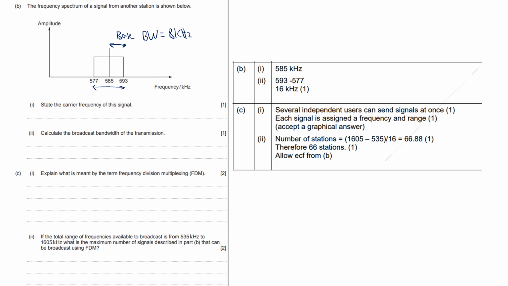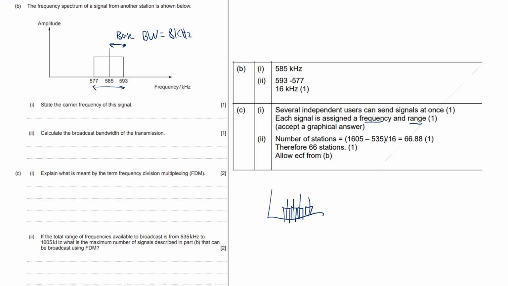So yeah, part C, several independent units can send signals at once. Each signal is assigned a frequency and a range. You can accept a graphical answer. So some of you might like to do it as a graphic and actually put the stations next to each other like that. Yeah, because remember we've done that as well as example, so you might want to do that and explain it as well.